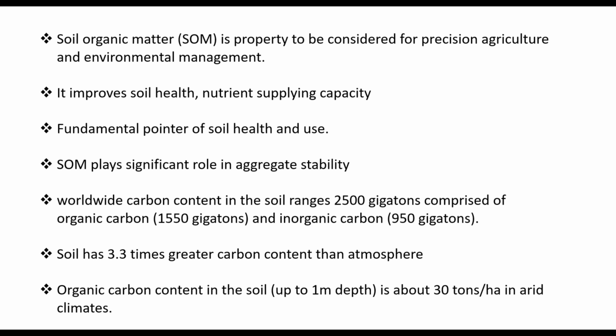Worldwide carbon content in the soil ranges from 2,500 gigatons, organic carbon, 1550 gigatons, and inorganic carbon is about 950 gigatons. Soil has 3.3 times greater carbon content than atmosphere. It means soil जो है वो मेजर कंट्रीब्यूटर भी हो सकता है for global warming. Organic carbon content in the soil up to 1 meter depth is about 30 tons per hectare in arid climates.